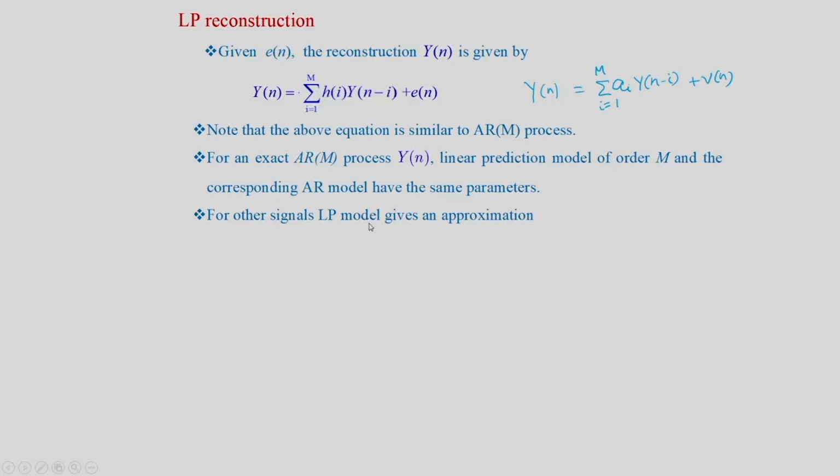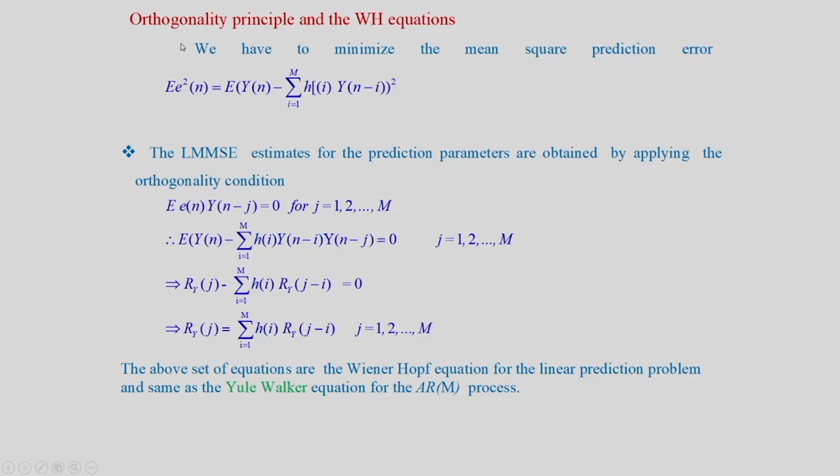For other signals, the LP model gives an approximation of the signal so that we can determine the error e[n]. And now we can apply the orthogonality principle. We have to minimize the mean square prediction error, E of e square n, which is equal to E of y[n] minus summation h_i into y[n minus i], i going from 1 to m, whole square, with respect to the h_i parameters.